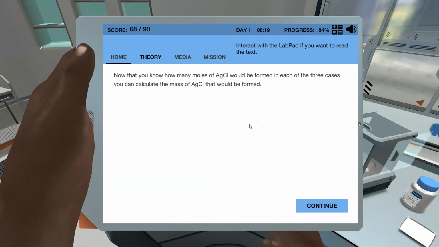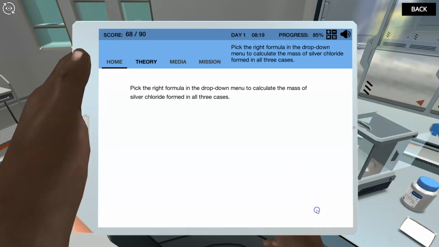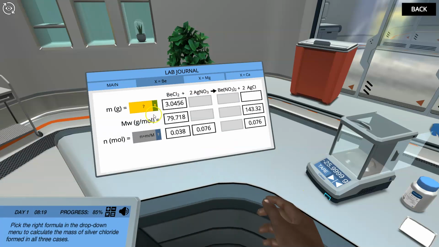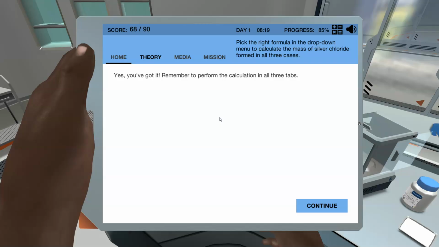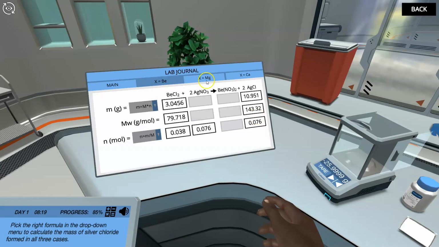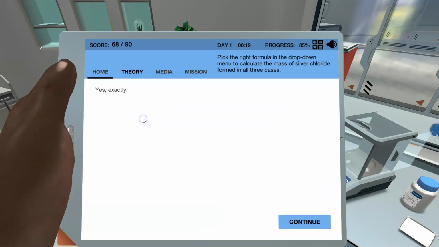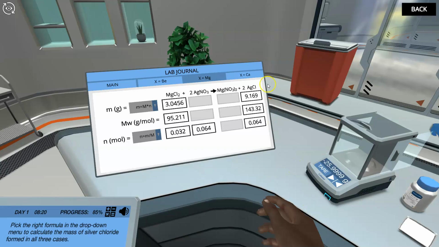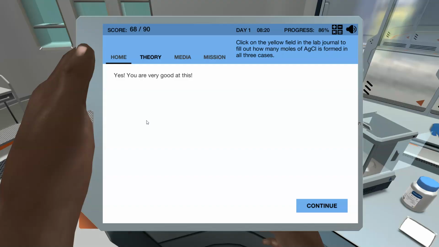Now that you know how many moles of silver chloride would be formed in each of the 3 cases, you can calculate the mass of silver chloride that would be formed. Pick the right formula in the drop-down menu to calculate the mass of silver chloride formed in all 3 cases. Yes, you've got it. Remember to perform the calculation in all 3 tabs. Yes, exactly. Yes. You are very good at this.